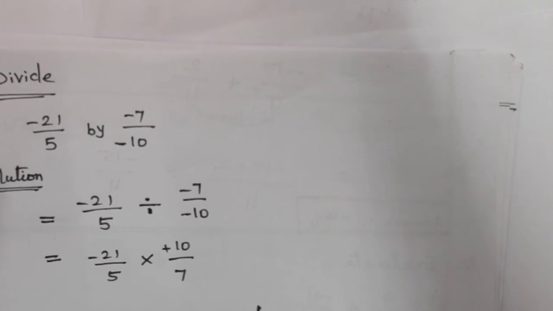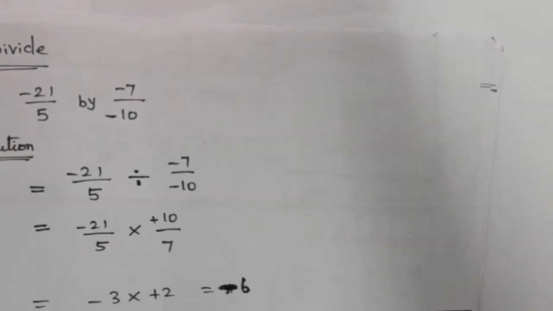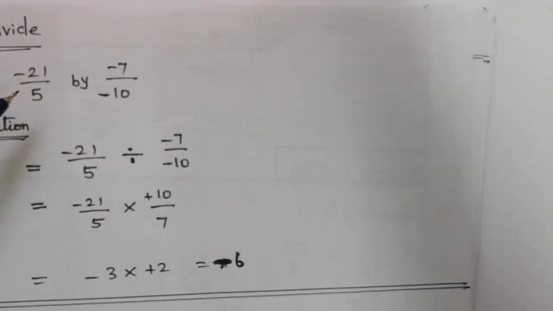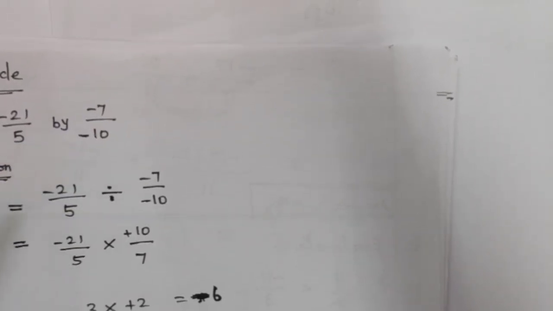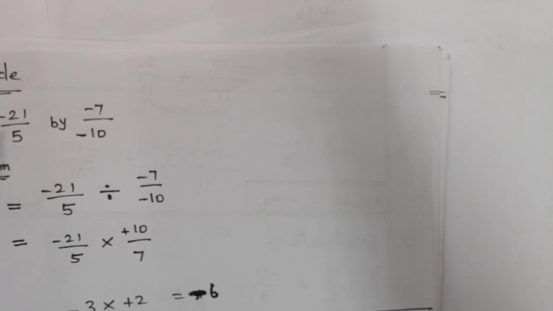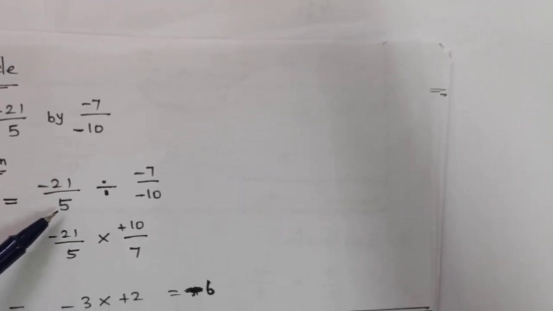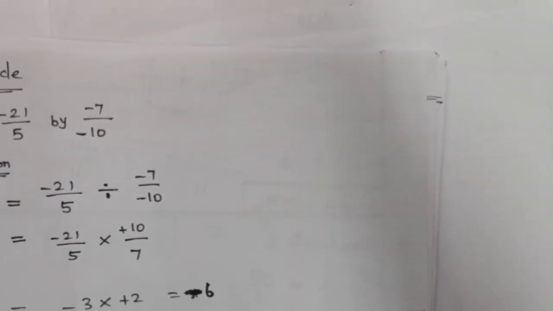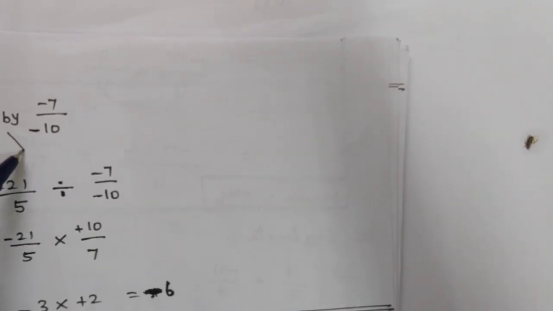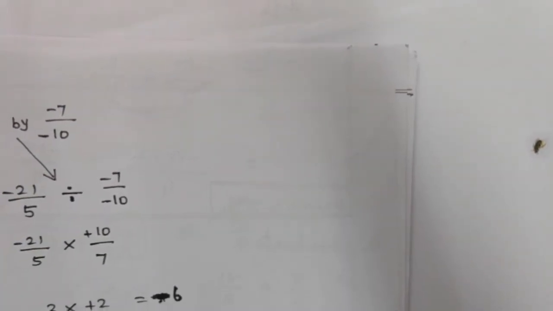13th sum, division. Very easy. Listen very carefully. Minus 21 divided by 5 by minus 7 by 10. Solution: write the question again. Minus 21 by 5. This 'by' word, instead of it you put the division symbol. Next fraction is minus 7 by 10. Understand or not? Instead of this 'by' you write divide.